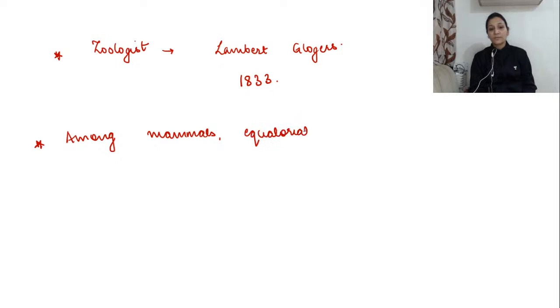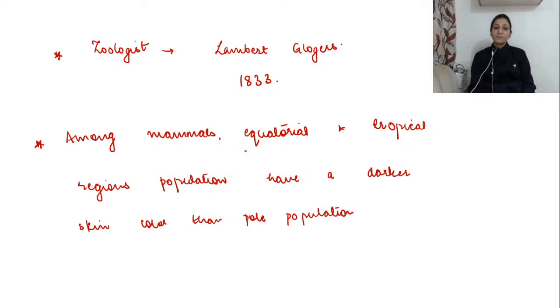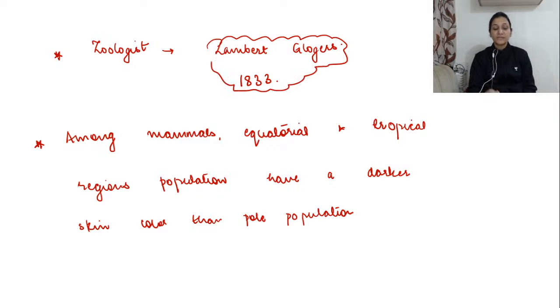Equatorial and tropical regions' population have a darker skin color than the pole population. This is the statement which was given by Lambert Gloger in the year 1833. Right? So remember, amongst mammals, equatorial and tropical region.